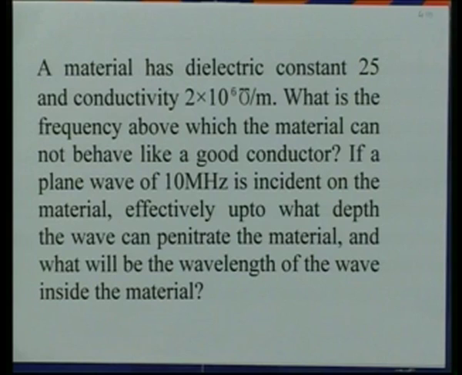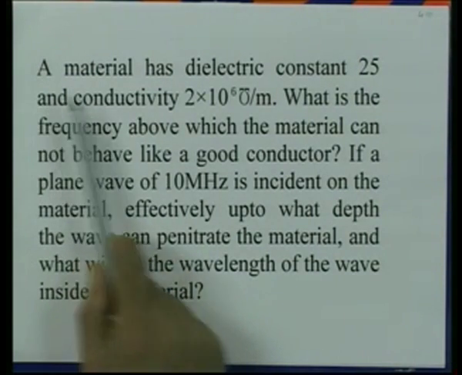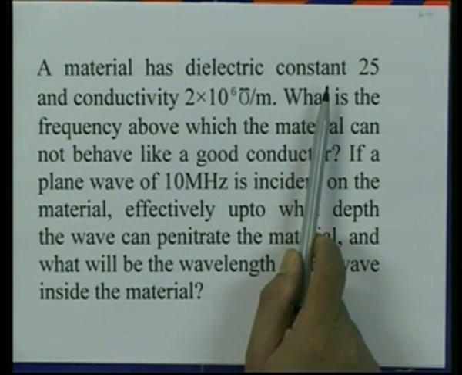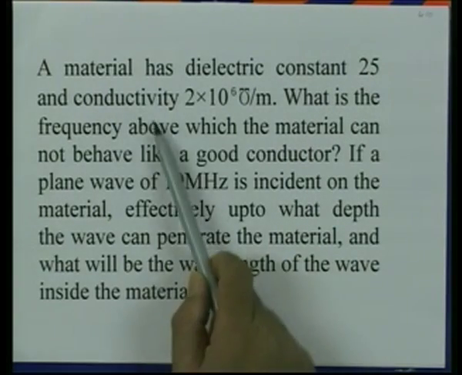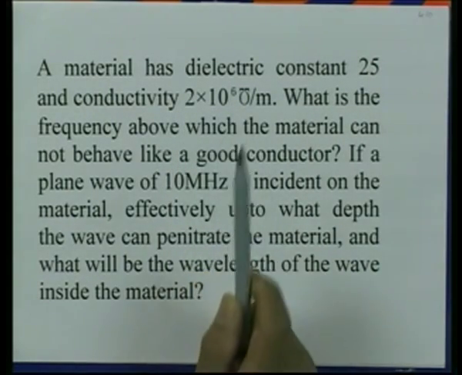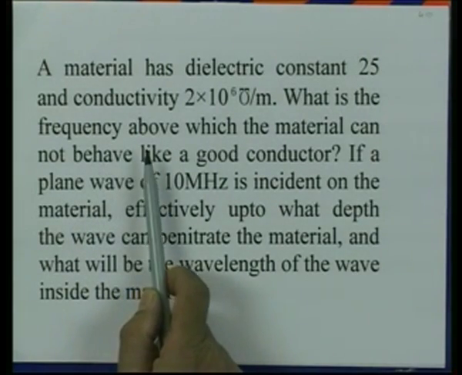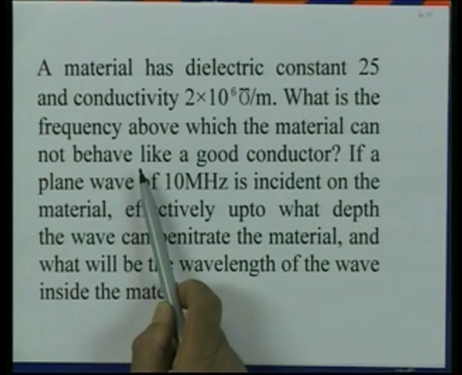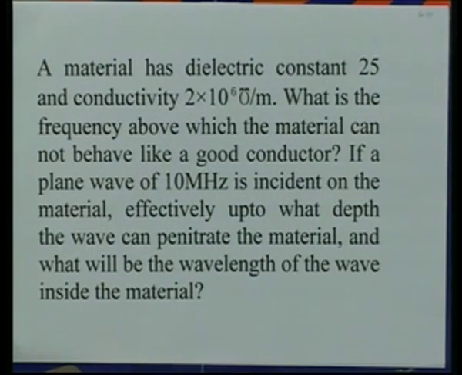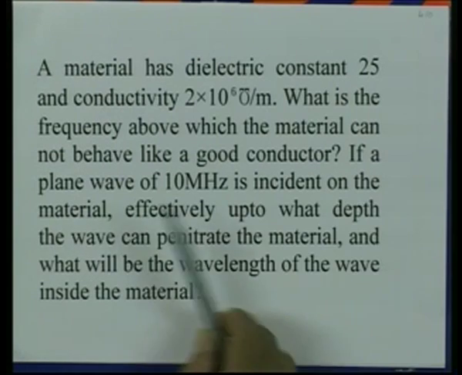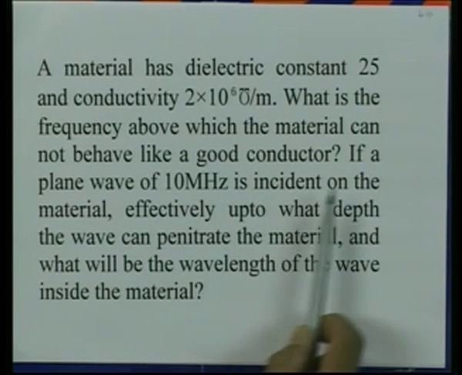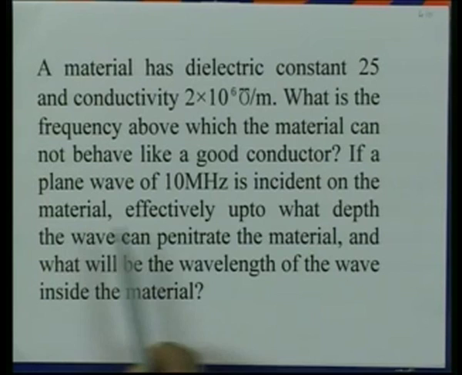So, here is the problem. A material has a dielectric constant of 25 and a conductivity of 2 into 10 to the power 6 mhos per meter. What is the frequency above which the material cannot behave like a good conductor? If a plane wave of 10 megahertz is incident on the material, effectively up to what depth can the wave penetrate the material, and what will be the wavelength of the wave inside the material.